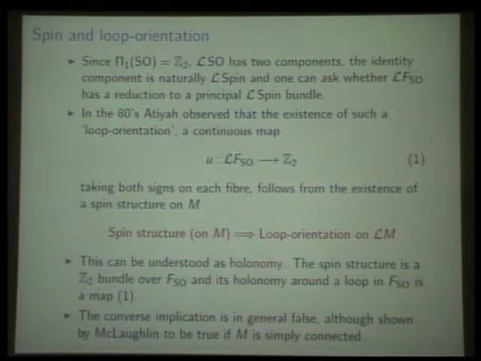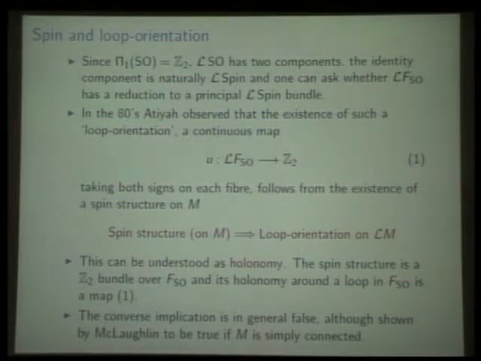This was Atiyah's observation. The proof is quite simple because, as I said, the spin structure is a Z2 bundle over the manifold. If you think about a loop in this, you can drag your Z2 bundle around the loop, and since it's a Z2 bundle, it has natural holonomy. You can ask, do you come back to the same point or the opposite one? And so from the spin structure, you get such a map. Indeed, a spin structure on M immediately implies the existence of a loop orientation. So this connection was understood by Atiyah, and this is through holonomy.